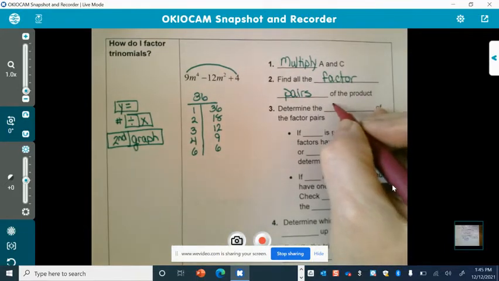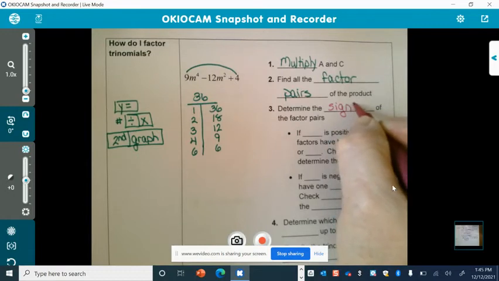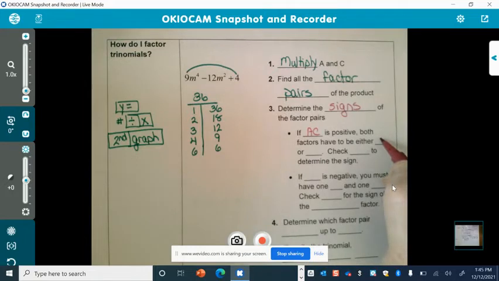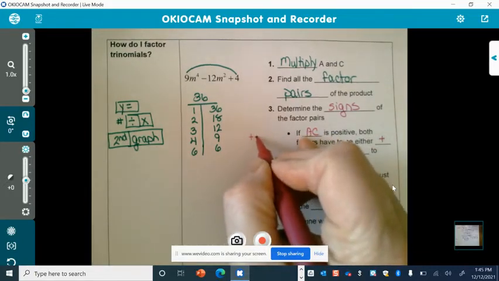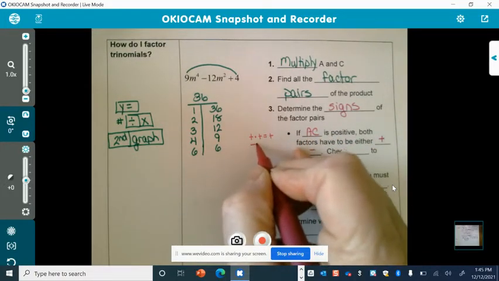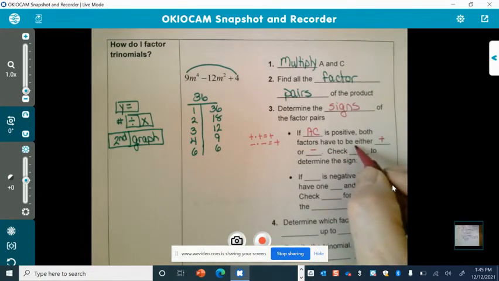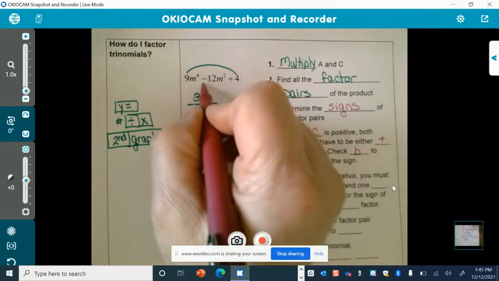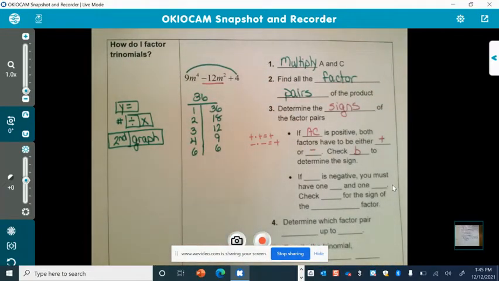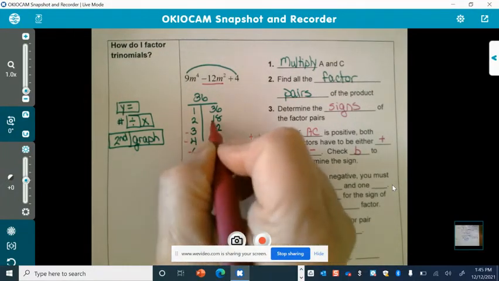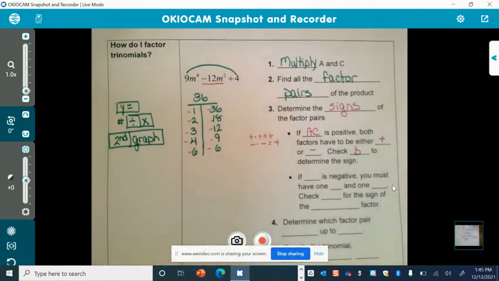All right, we're going to determine the signs of our factor pairs. When AC is positive, both factors have to be positive or both factors have to be negative. A positive times a positive equals a positive, and a negative times a negative equals a positive. So we check B to determine our signs. When I look at B, in this case, it's negative. So that means both factors have to be negative.